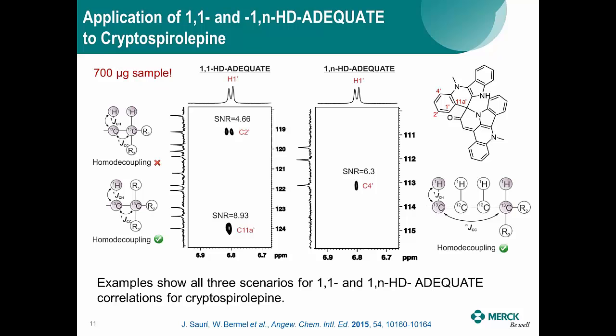Then again, if we look at the 1,n-ADEQUATE, the correlation from C1 to C4, here everything collapses to a singlet because the proton-proton coupling constant between C1 and C4 is too small to be resolved in the final line shape. So these are the same results as we saw with ibuprofen, the model compound. And it's worth mentioning, very remarkable, that this data was acquired on a 700 microgram sample, obviously with a 1.7 mm cryoprobe, otherwise it would have been impossible.